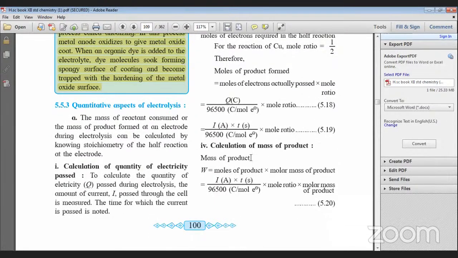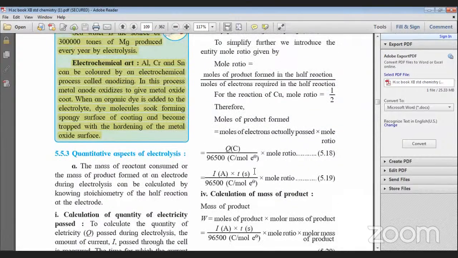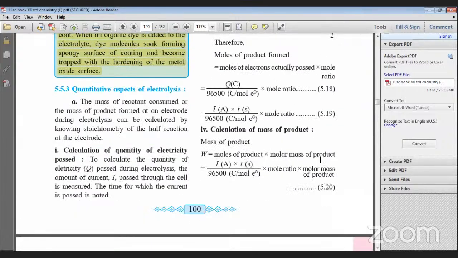Okay. Last, calculation of mass of product. Now, quantitatively, how much product is formed? Very important. So W, the weight or mass of the product, which is symbolized with the alphabet W, is equal to moles of product into molar mass of product. Moles of product we will calculate this way, as we have calculated here, and the molar mass of the product.